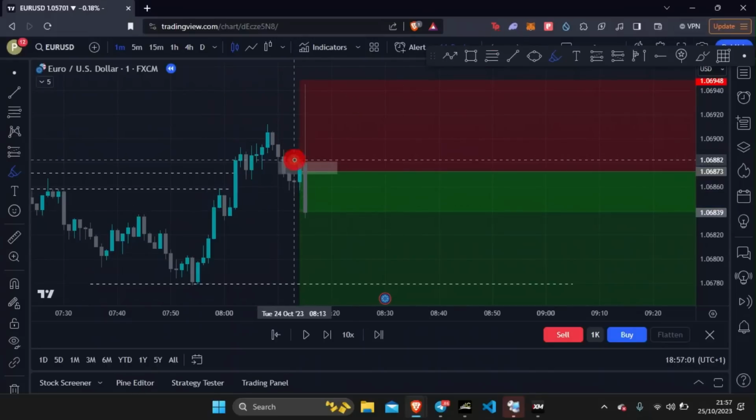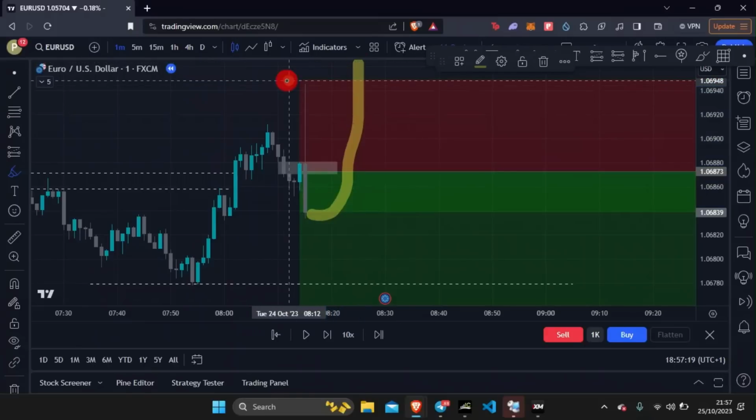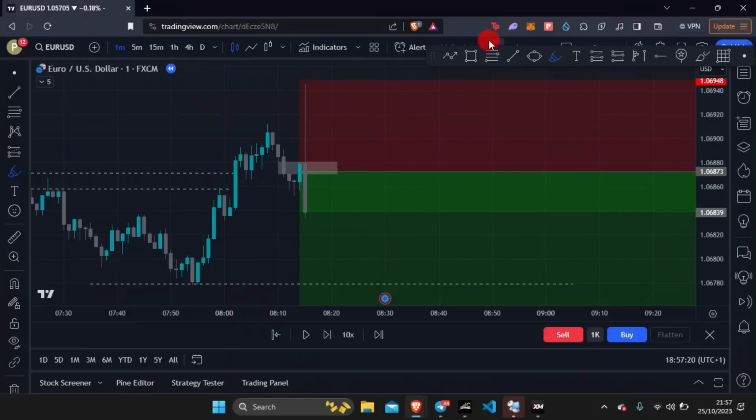So as soon as I saw this rejection happening right here, I took a market execution in this area, which is why my entry is right there. So that's why my stop loss was up here, because I put my stop above this high. Because just in case price did reverse, at least I'm covered up to this point.